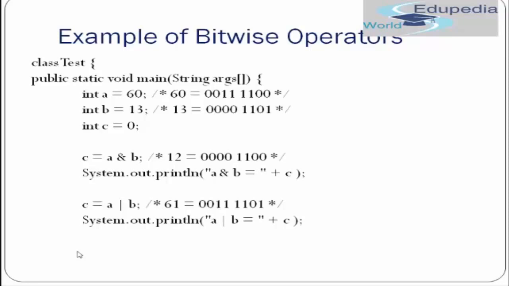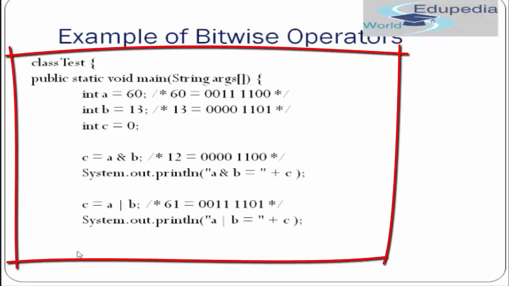What we are doing in this is, we have a class Test and then a method main. Inside the main method, we have created an integer a and assigned the value 60 to it. In this comment you can see the bit formation of 60. Then we have int b equals 13, and this is the bit formation of 13. Then we have int c equal to 0. And now we are doing c is equal to a and b.